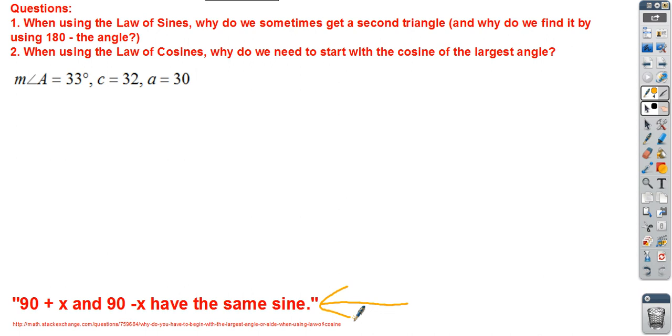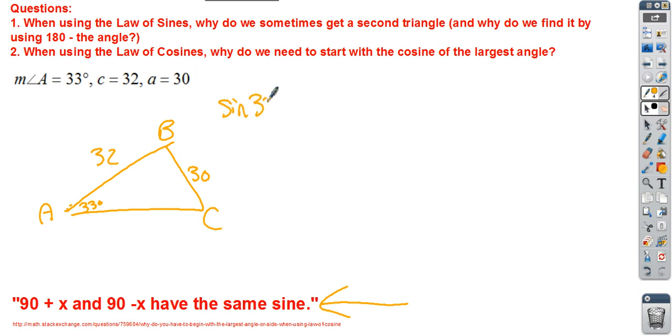So why do you sometimes get 2 triangles? Here's why. Let's draw this triangle right here, ABC. I just want to show you why this might sometimes happen. So angle A is 33 degrees. Side a is 30. We don't know B. We do know side c is 32. That's all we know.